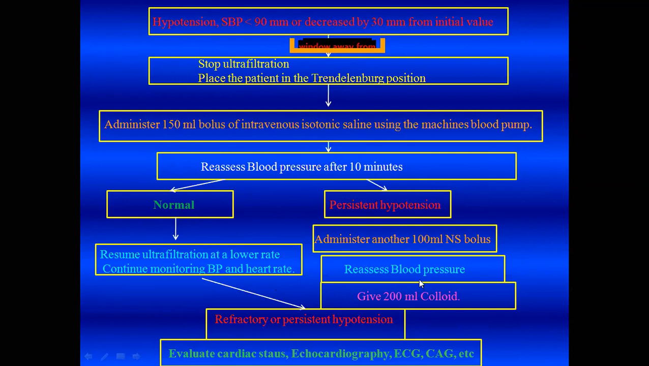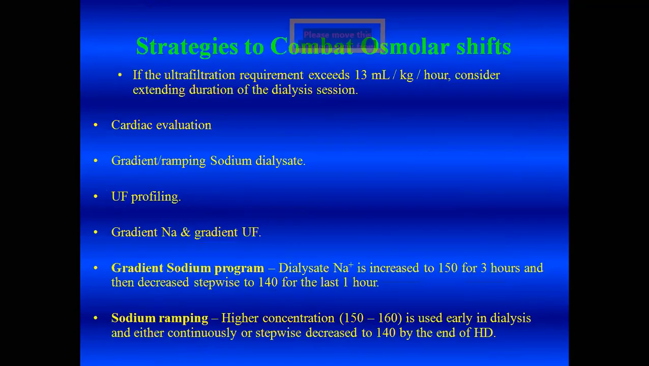If it persists, another bolus. We could then try a colloid, not starch, of course. If the hypotension is refractory, then evaluate the cardiac status. Hypotension may be a manifestation of silent ischemic cardiac disease, and such a patient might need an ECG, an echocardiography, or even a coronary angiography.